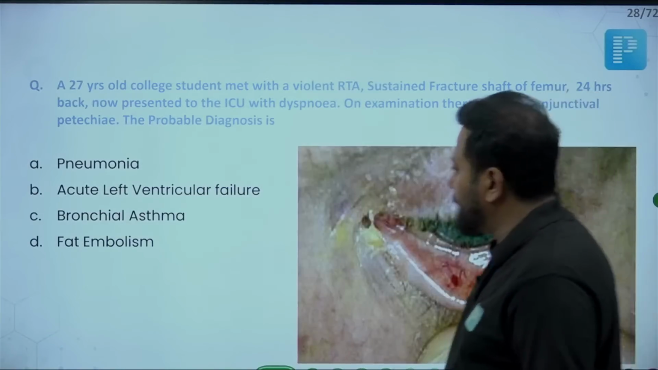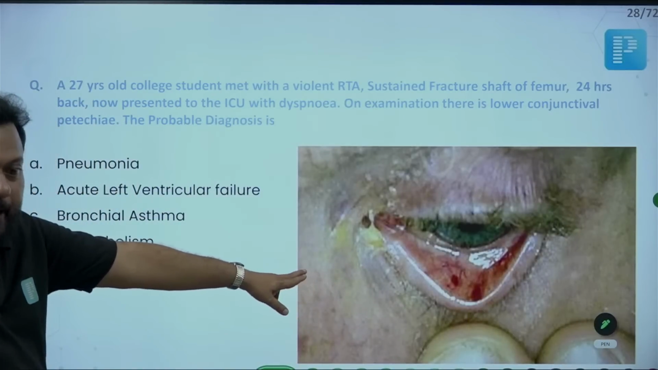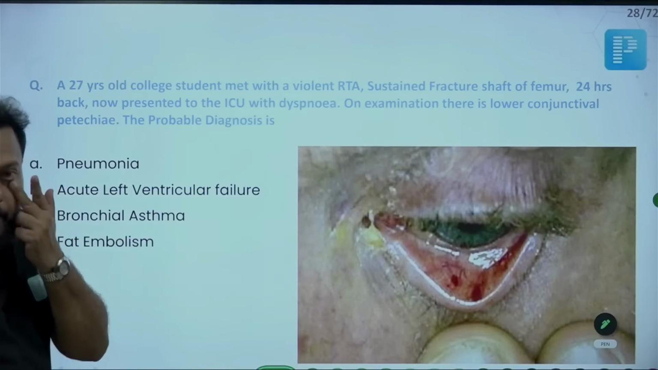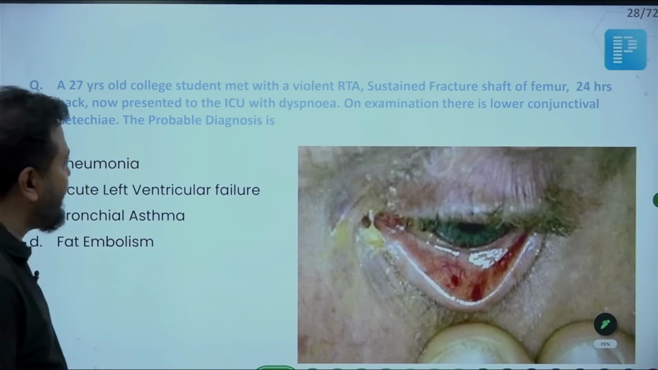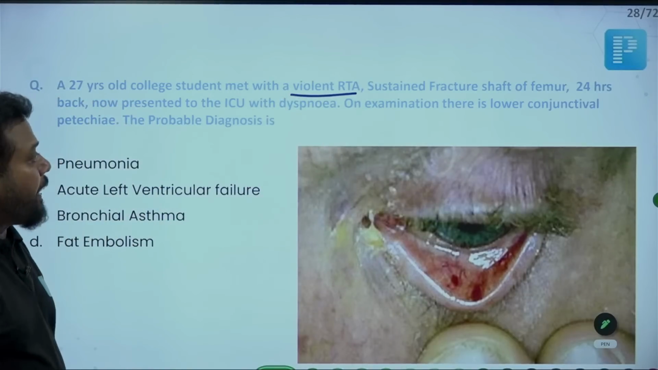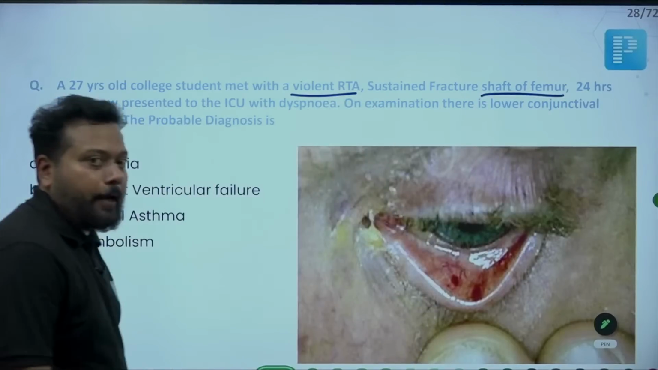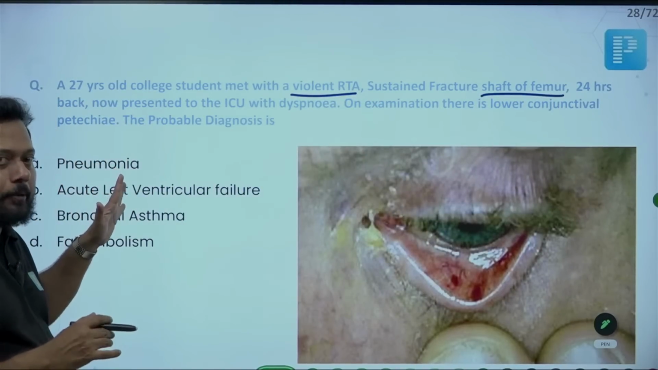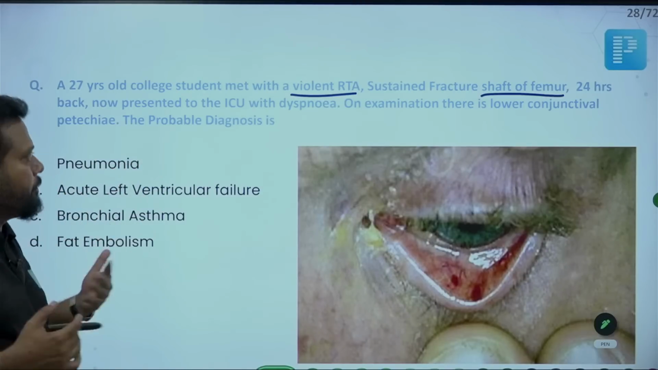We will move on to the next important topic, dear friends. I think you are able to see a nice diagram there. Concentrate on this diagram. This is a lower conjunctiva. A 27-year-old college student met with a violent RTA. High velocity injury, that's the meaning. Sustained fracture shaft of femur. This happened 24 hours back. A day back. Now presented to the ICU with dyspnea, difficulty in breathing.